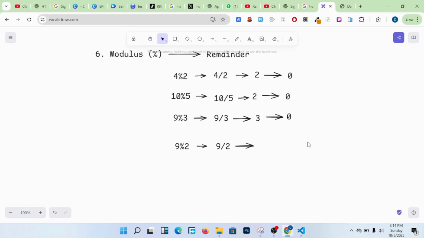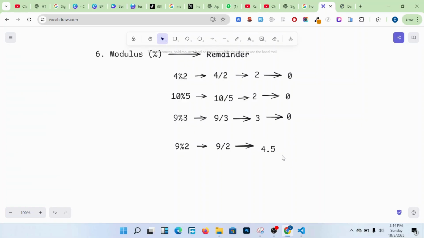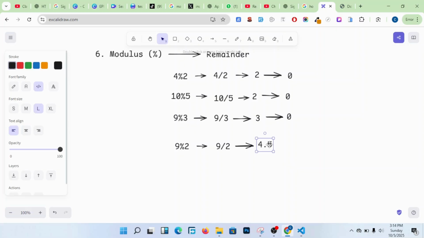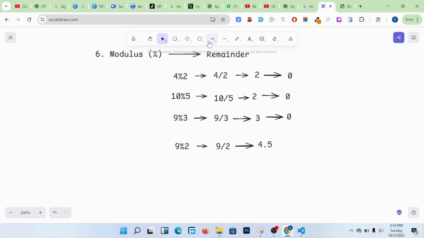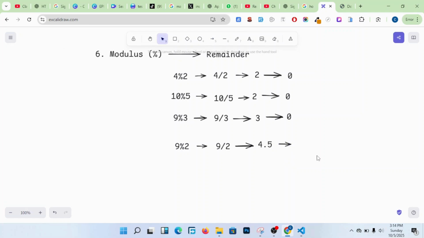If I test 9 divided by 2, what's the answer? Guys, could you tell me the answer there? The answer is 4.5. 9 divided by 2 is 4.5. There is a certain remainder there. What is that remainder?